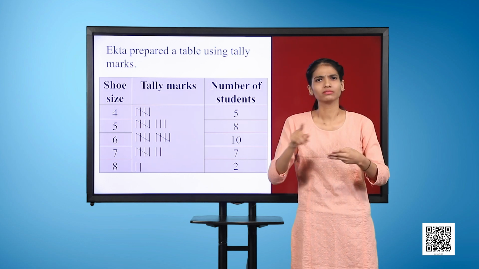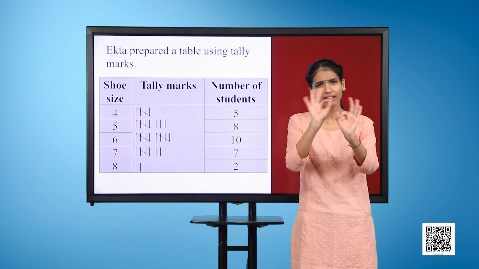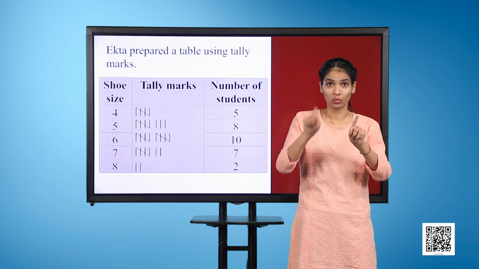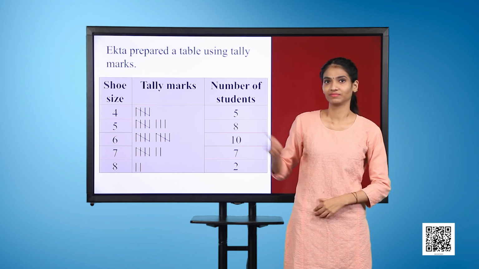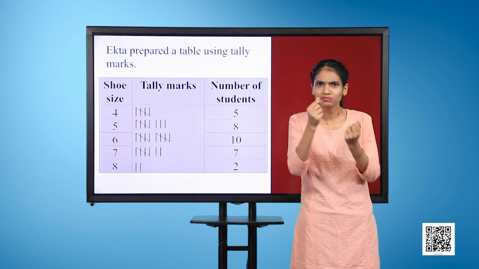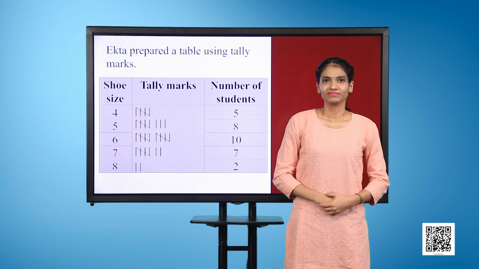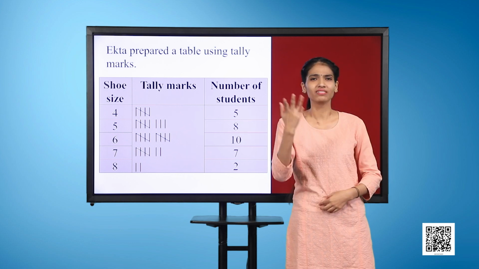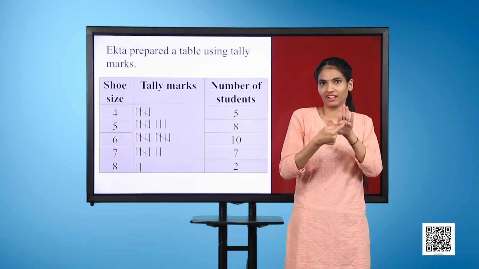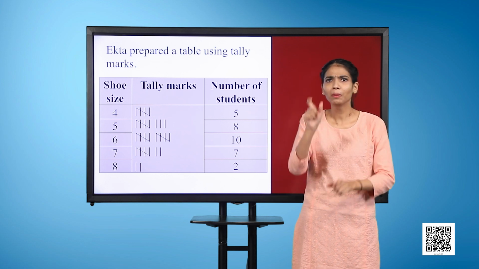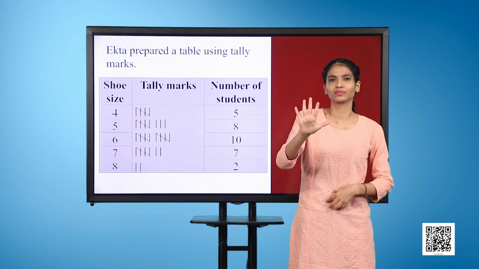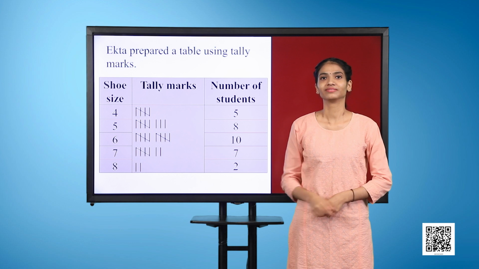Ekta prepared a table using tally marks. Column 1 shoe size, column 2 tally marks, column 3 number of students. Shoe size 4, tally marks 5, number of students 5.